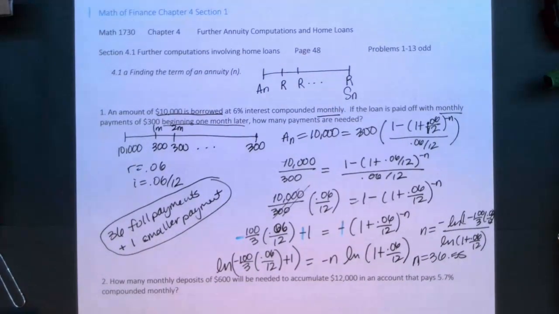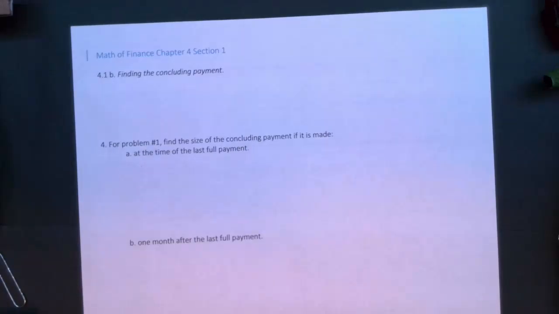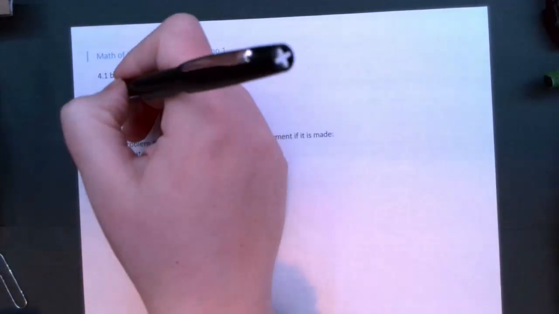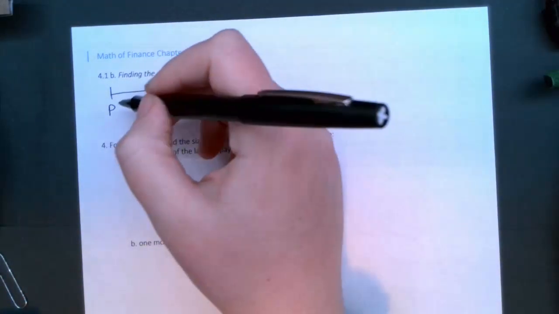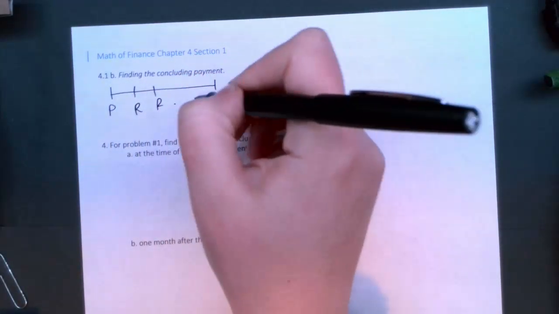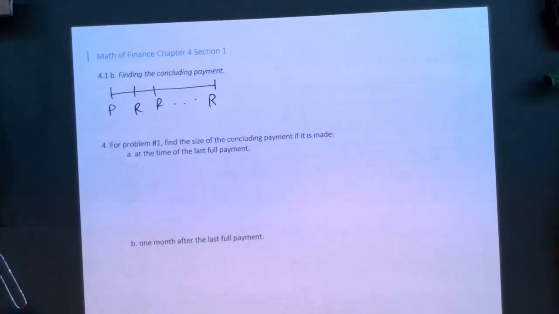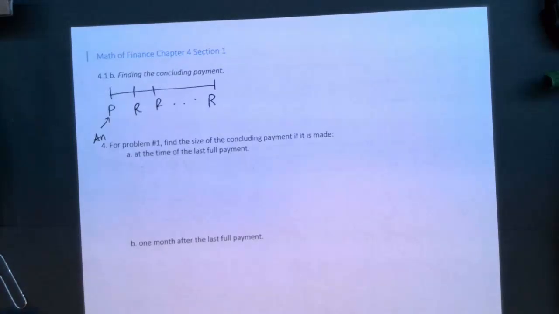Okay, so now we're going to use this information to flip over to part B, finding the concluding payment. Now when we find the concluding payment, there are 2 different ways that we can deal with this. So big idea again, we have P, that's our principal or our loan amount, and then we're going to have our regularly scheduled payments R, just like any ordinary annuity or loan that we take out. So this would be your A sub n over here. Just connecting it to what we already know, okay?